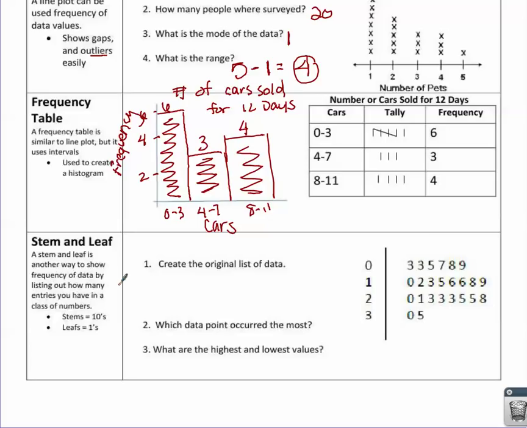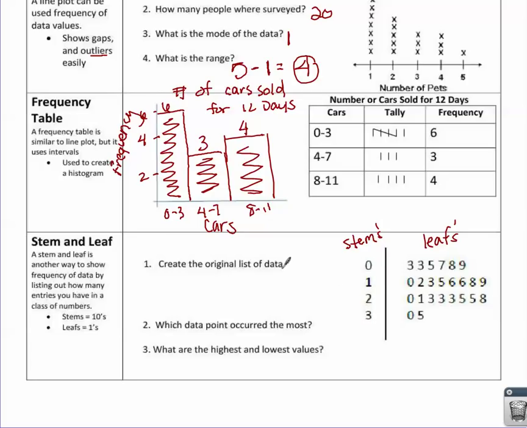A stem and leaf plot is another way to show frequency of data by listing out how many entries you have in the class of numbers. So the stems are going to be your tens column and your leaves are your ones. In other words, the left side is your stems, the right side is your leaves, because these are your ones, these are your tens.